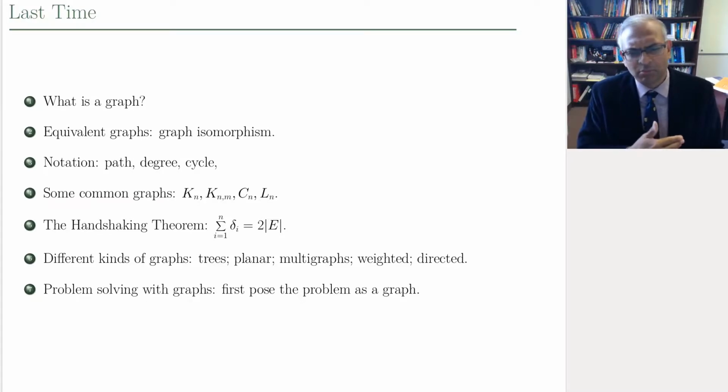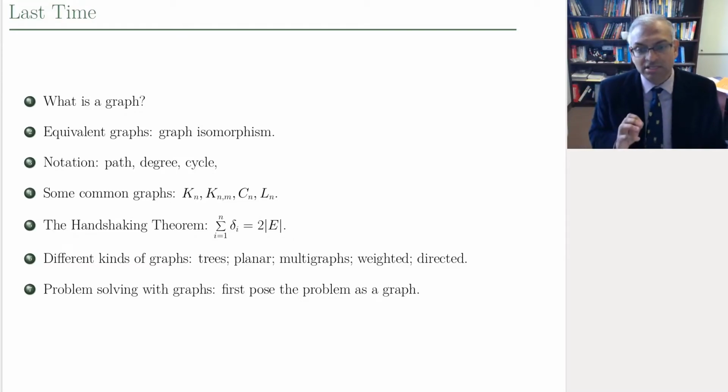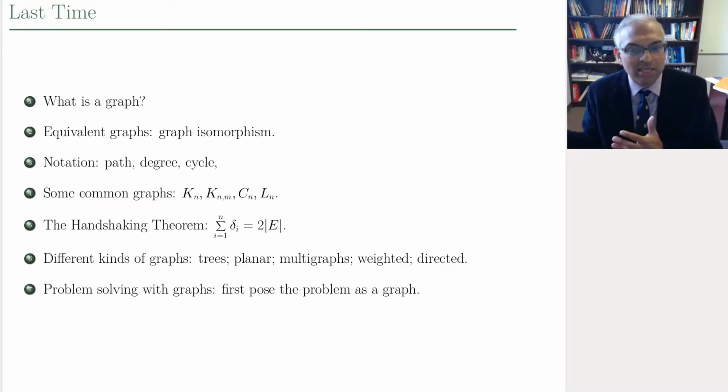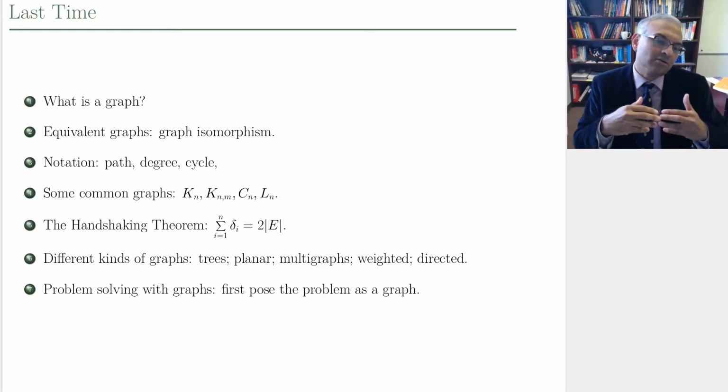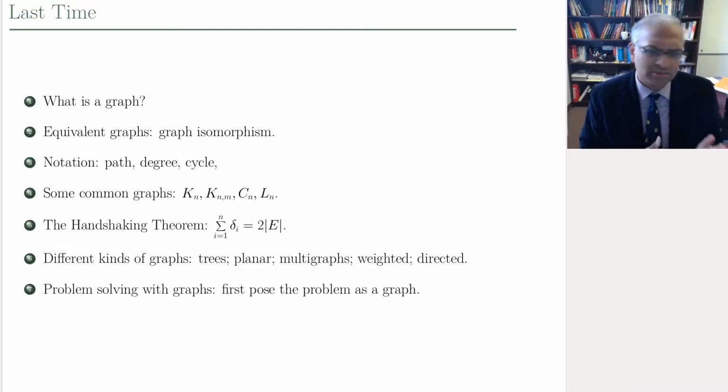Then we had a brief overview of different kinds of graphs: trees, planar graphs, multigraphs, weighted graphs, directed graphs, lots of different kinds of graphs for all the various types of applications that we might like to apply graphs to, anytime you have different kinds of relationships. And lastly, we touched on this very important skill of a computer scientist, which is to take a problem in some random domain and be able to massage it so that it can be phrased as a graph problem, so you can use all the tools and algorithms and theorems of graph theory to solve the problem.